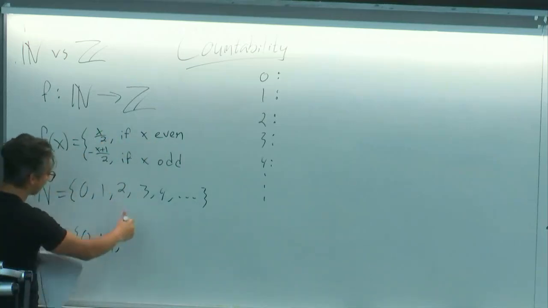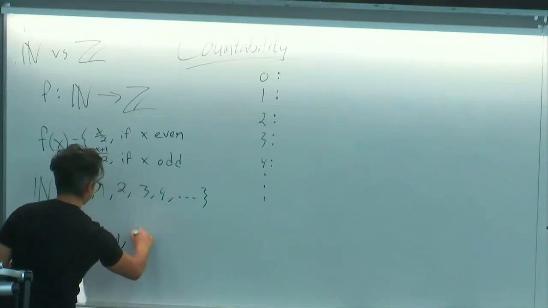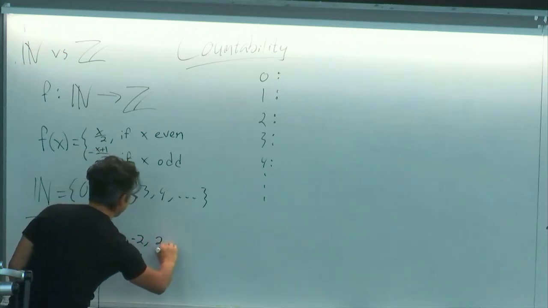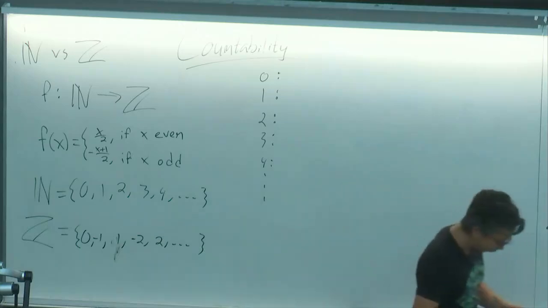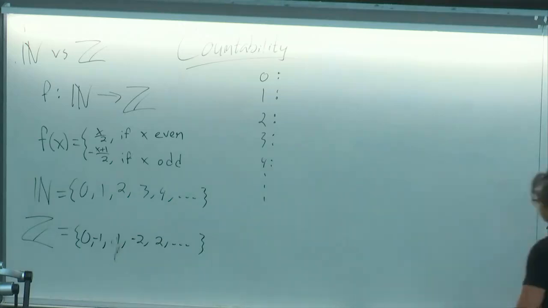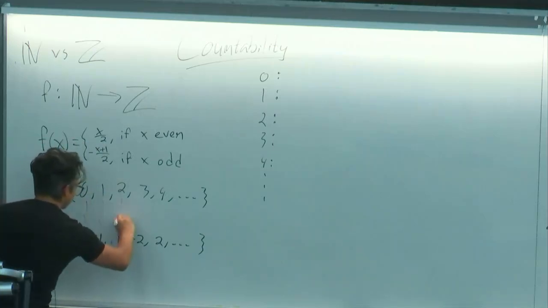And really, what we get out of here is 1, we get negative 2, we get 2, and so on. So if we look at what that mapping does, I know we're going very fast here, it is this mapping here.